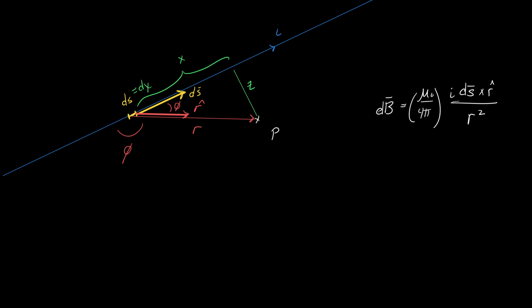So I could rewrite this for magnitude and say dB equals mu naught over 4 pi I ds sine phi over r squared. And I can remove the vector bar over dB. So now I'm just talking about the magnitude. But I should use the right-hand rule to figure out the direction of the magnetic field at point P.